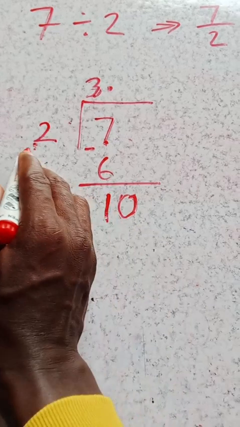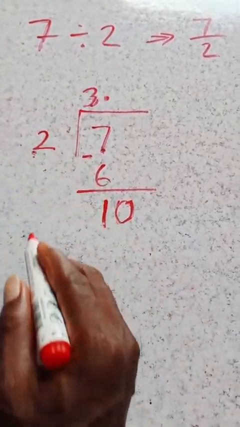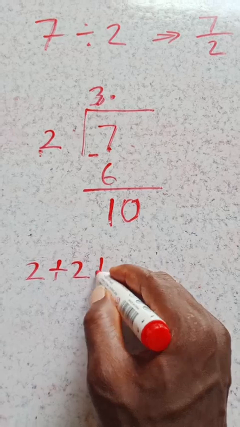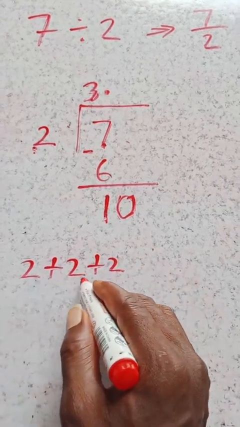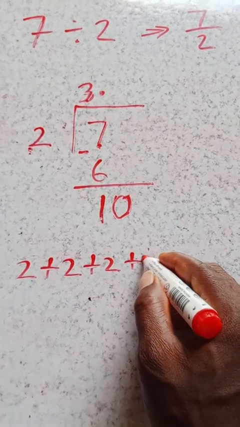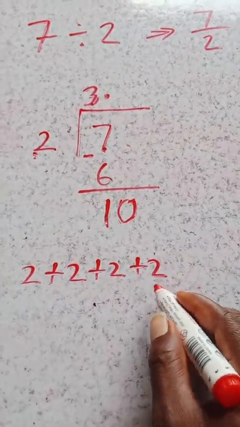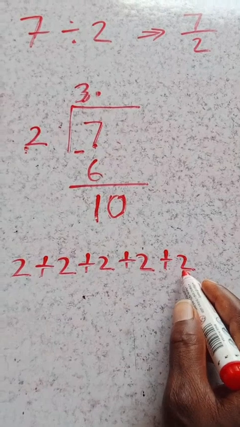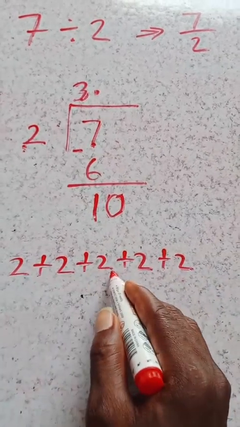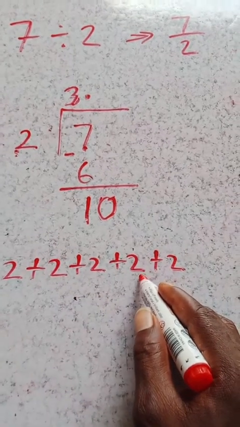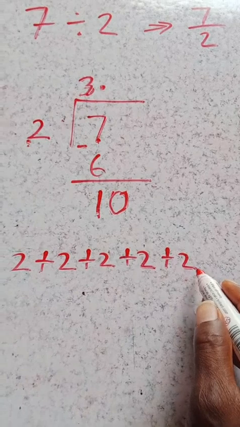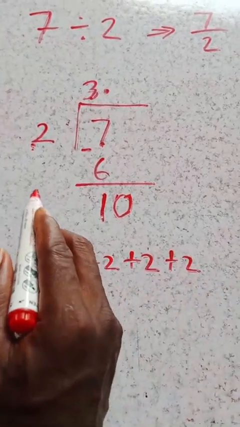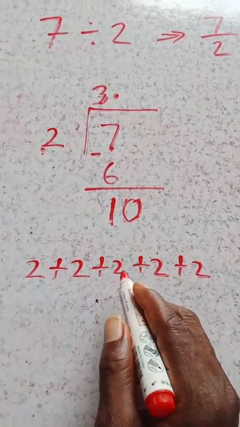So 10 divided by 2 means how many times will 2 appear in 10? Let's see. 2 plus 2 plus 2 is 6, plus 2 is 8. It's not up to 10. Plus another 2. So 2 plus 2 is 4, 4 plus 2 is 6, 6 plus 2 is 8, plus 2 again is 10. So this is how many times? 1, 2, 3, 4, 5. So 2 will appear in 10 5 times.